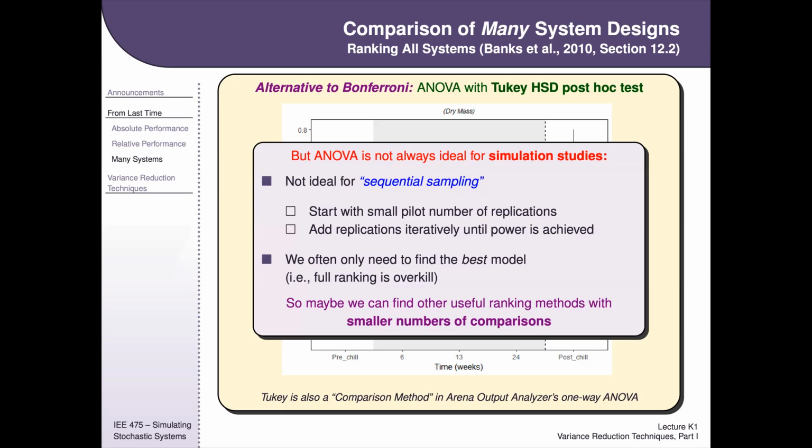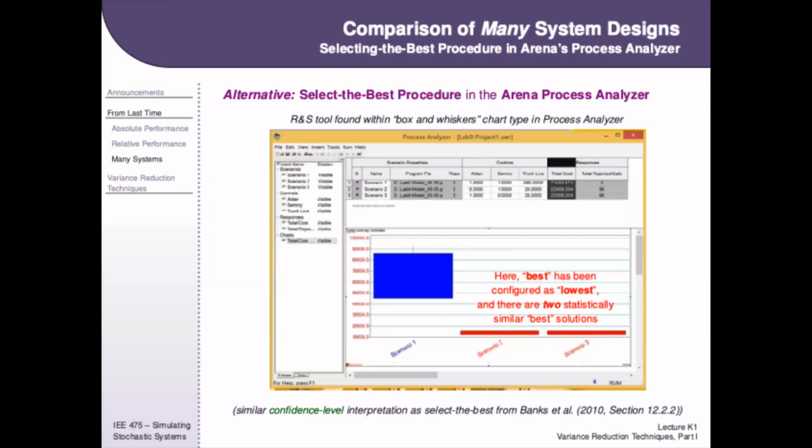There are other tools that are not as full featured, but are better matched for what we call sequential sampling: running a few replications, studying it, running a few more, studying it, and also throwing out this idea of ranking the whole thing. And if you go into the process analyzer, they've got one of these.